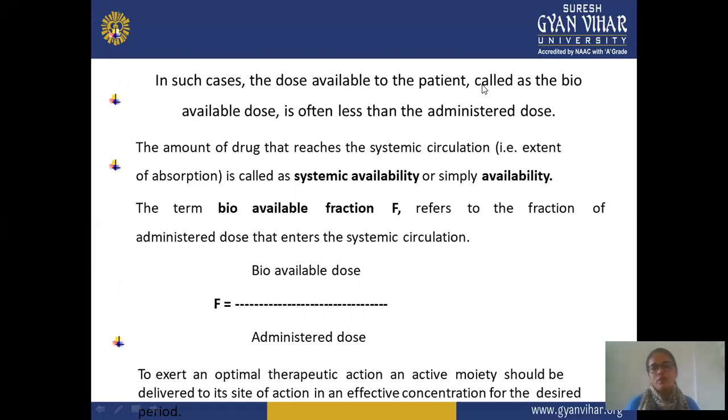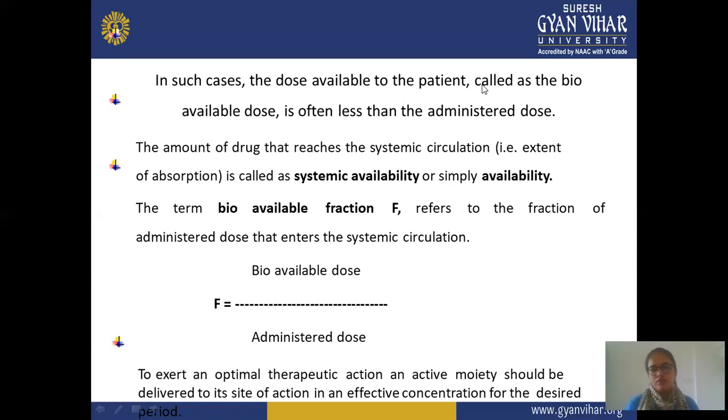This is known as the bioavailable dose, as opposed to the administered dose. The amount of drug that reaches the systemic circulation, that is, after absorption, is called systemic availability, or simply bioavailability. The term bioavailable fraction refers to the fraction of the administered dose that enters the systemic circulation.